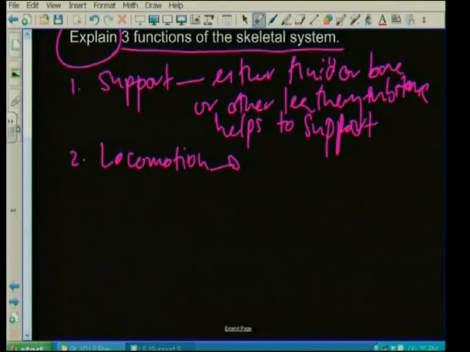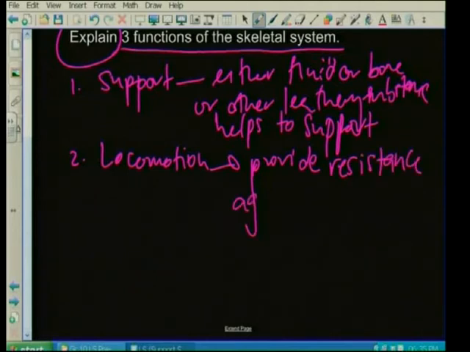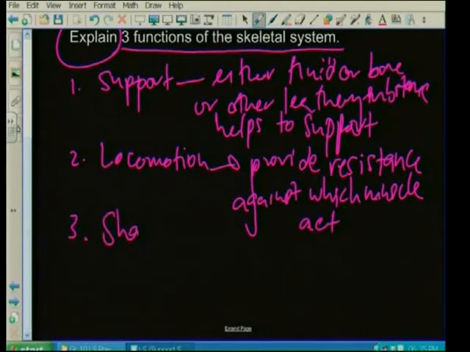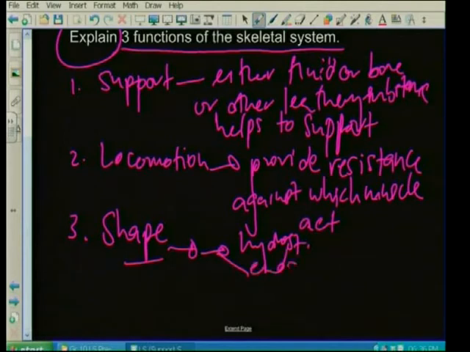How does it do that? It provides resistance against which muscles will act. In some cases, it may even give shape to the organism, and this especially with all the types of skeletons, they give shape because of the different nature. You can discuss hydrostatic here, you can talk about endo, and you can talk about exoskeleton.